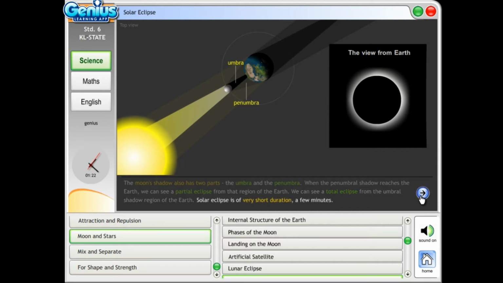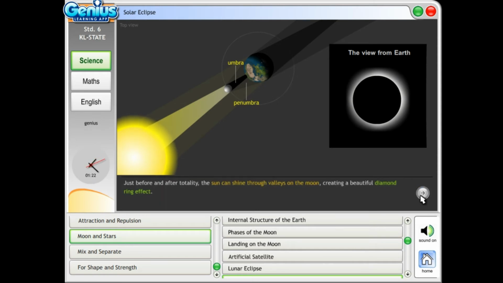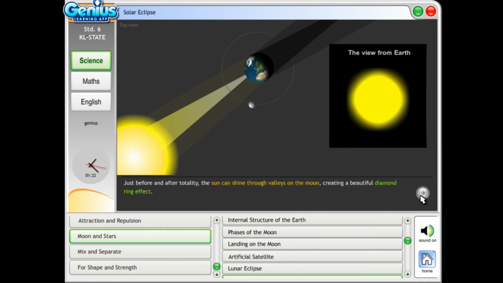A solar eclipse is of very short duration, a few minutes. Just before and after totality, the sun can shine through valleys on the moon, creating a beautiful diamond ring effect.